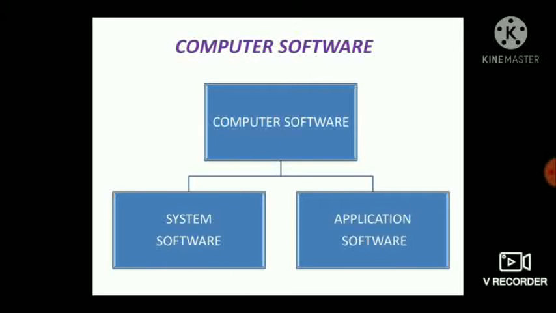Then we are going to discuss about computer software. Software refers to a program that makes a computer do something meaningful. It is a planned step-by-step instruction required to turn data into information. Software can be classified into two categories, system software and application software.